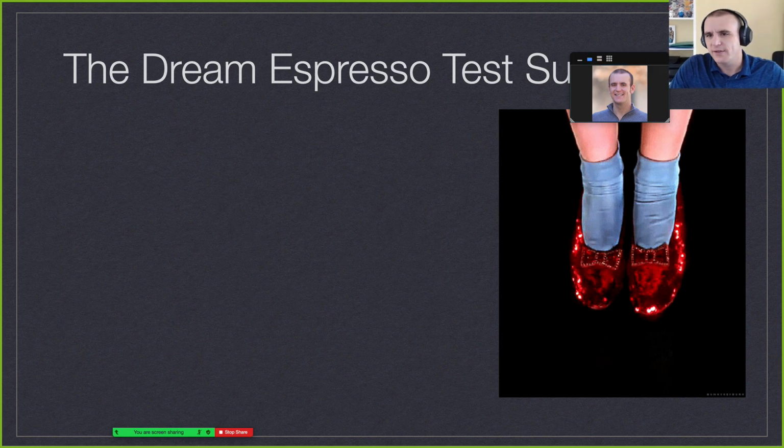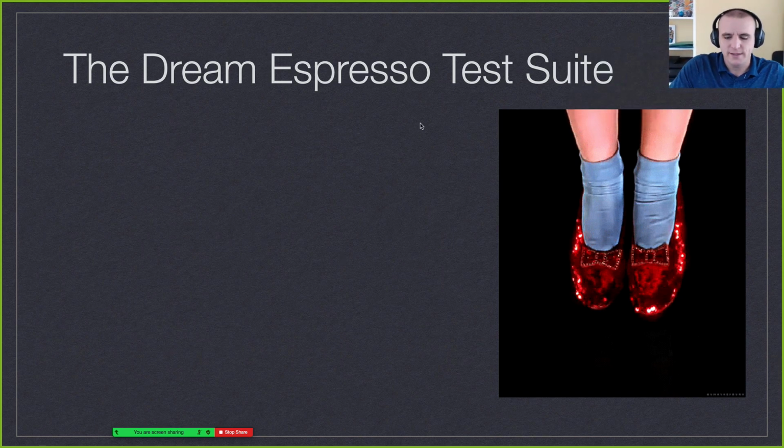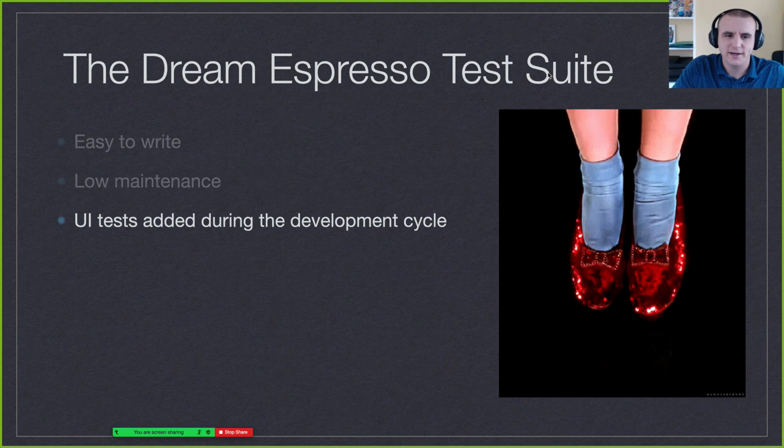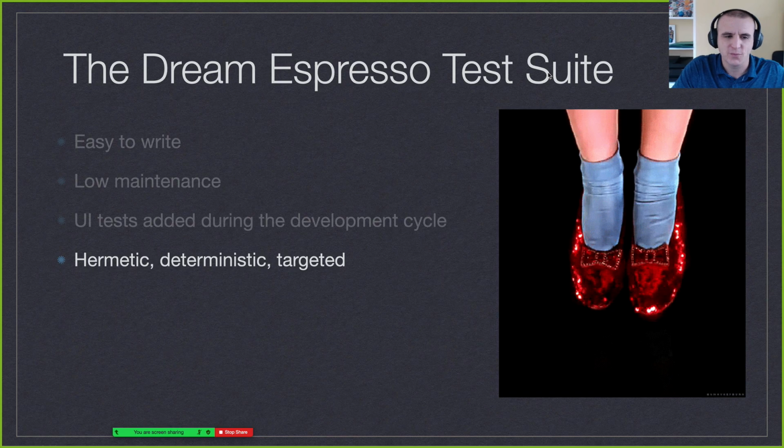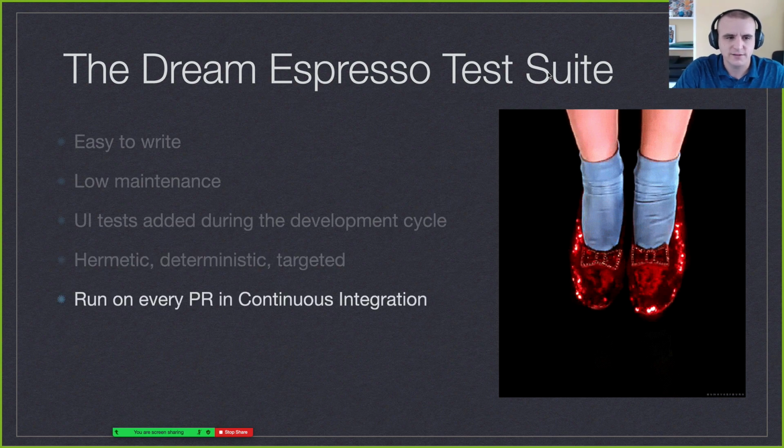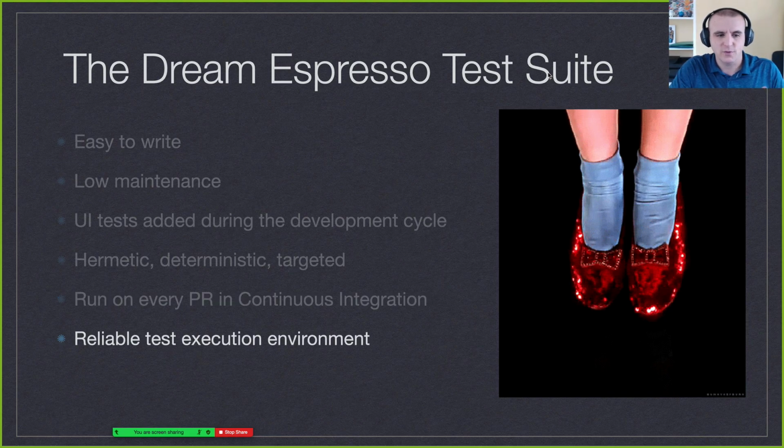So your dream Espresso test suite, let me move this out of the way, is going to be one where it's easy to write and very low maintenance. UI tests are added during the development cycle. Every single time I have a new feature, I add a new UI test for it. It's hermetic, deterministic, and targeted. That means there are no outside factors. It's always going to operate exactly the same way, and it's going to test this exact feature. It's going to run on every PR, so we always know it's going to pass even on that very first commit. And we want it to have a reliable test execution environment, so when I put in these new tests, they're going to run every time.